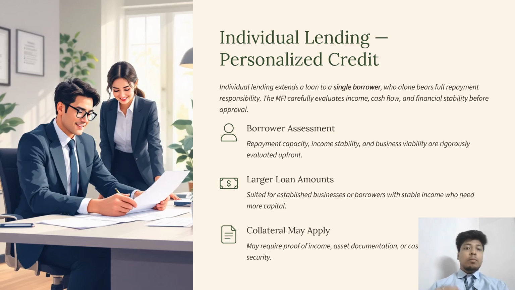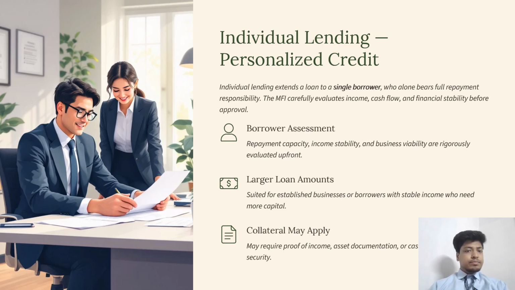The main factors that define how individual lending works are these. First is borrower assessment. Since the risk isn't shared, the MFI performs a rigorous upfront evaluation. They look closely at the person's repayment capacity, the stability of their income, and whether their business idea is actually viable or not. Next we have larger loan amounts. This model is generally better suited for established businesses or people with steady income who have outgrown small group loans and need more capital to reach the next level.